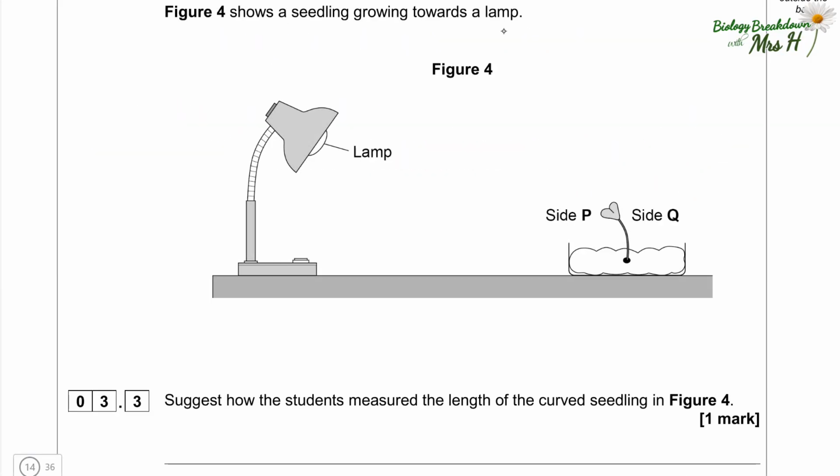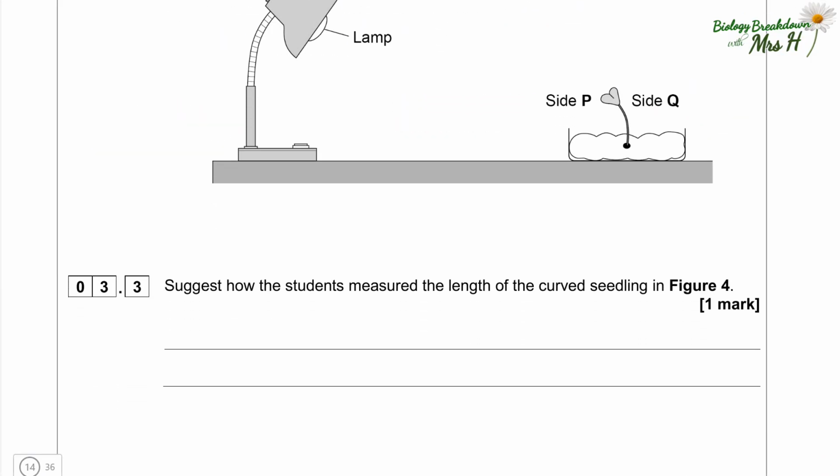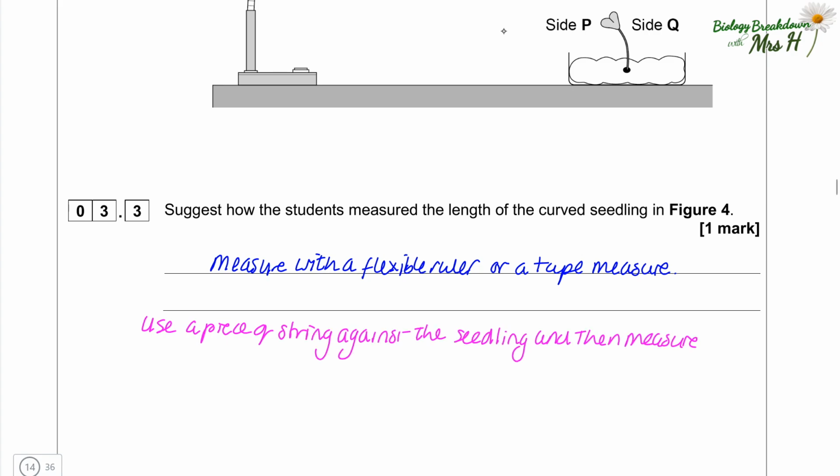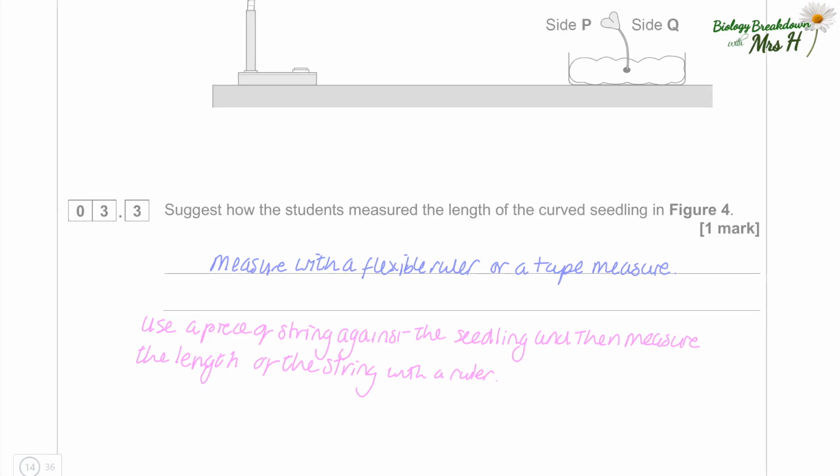Figure 4 shows a seedling growing towards a lamp. Suggest how the students measured the length of the curved seedling in figure 4. Well, the easiest thing I would put there would be to measure it with a flexible ruler or a tape measure. But you could also use a piece of string. So get a piece of string, line it up along the seedling, and then just mark on the string the start and the finish. Pop it against your ruler, and then you can use that to measure it.